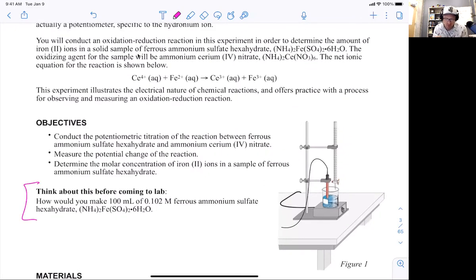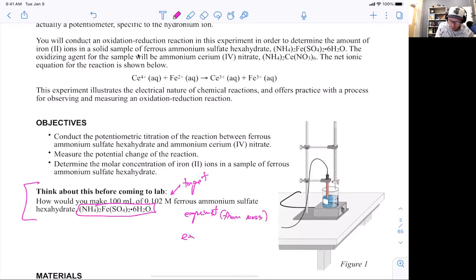Okay, so before you come to class, you might want to think about this. How much ferrous ammonium sulfate hexahydrate, again, here's the chemical formula, do you need to make 100 mils of 0.102 molar? And when you go to the scale, you might not be able to weigh out that exact amount, and that's okay. Again, write down whatever amount you used. This is your target, but then your experiment, from the mass, might be a little bit higher. I wrote that maybe I got a little bit extra, and so I wrote 0.105 molar.